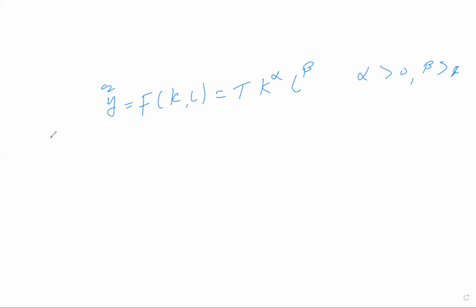So the question for part A is asking: study the homogeneity of the production function, and how would output change if the firm doubles its inputs.